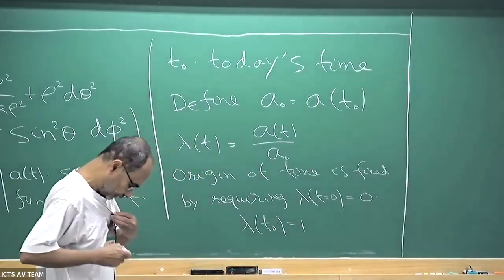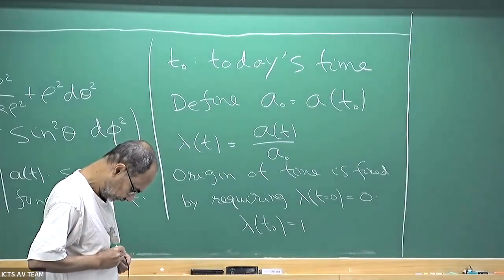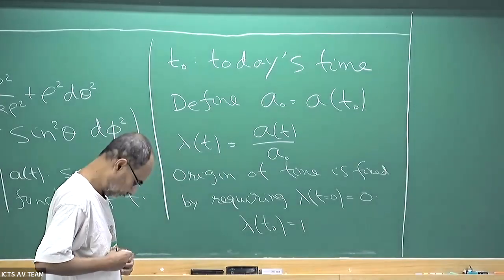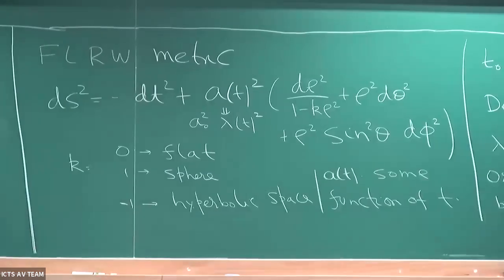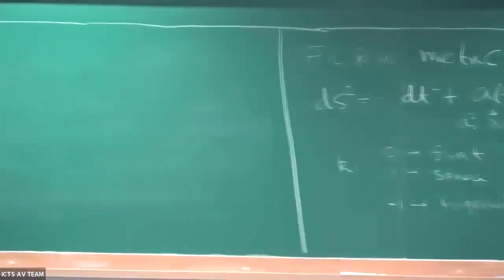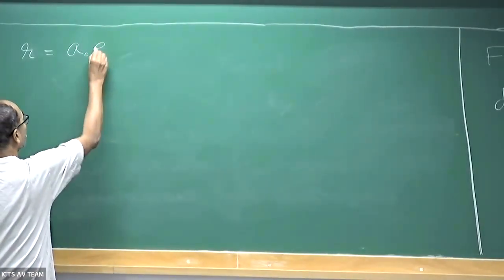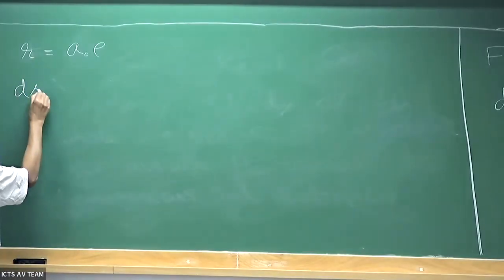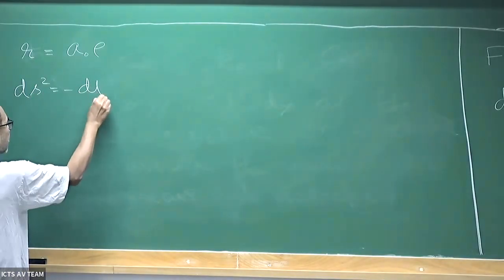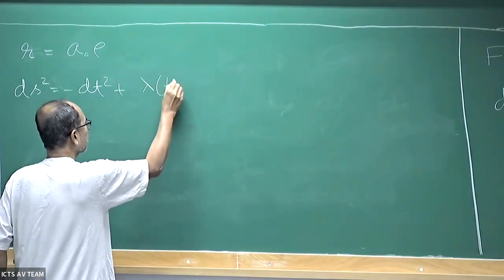We'll move it down. Okay, so I think this is a mistake here. So we take R equal to a0 times rho. And in this coordinate system, you can check that ds squared becomes minus dt squared plus lambda of t squared.